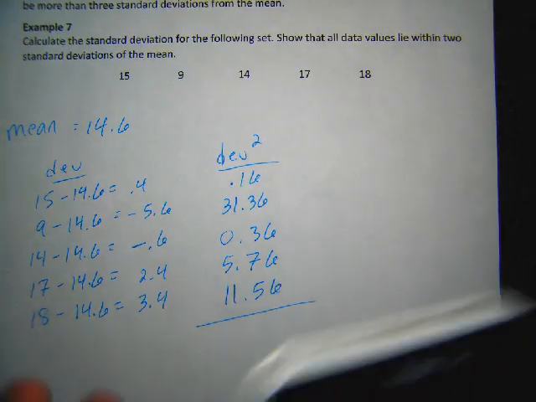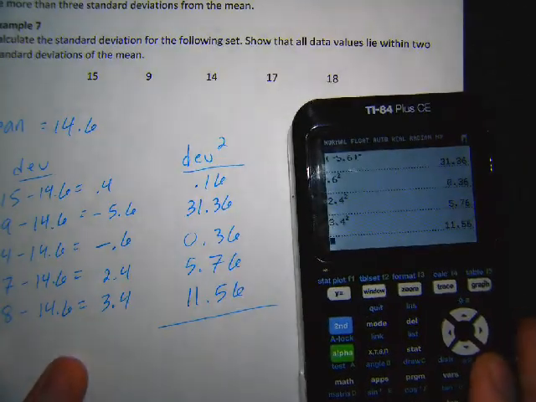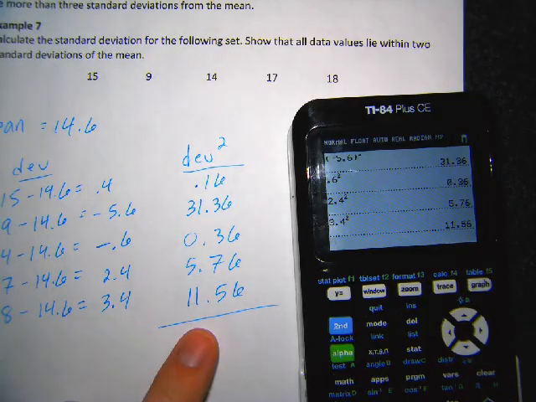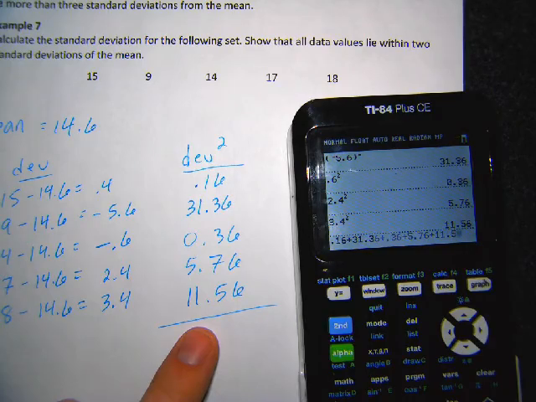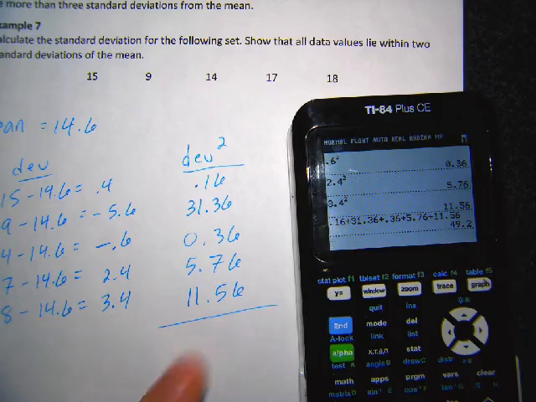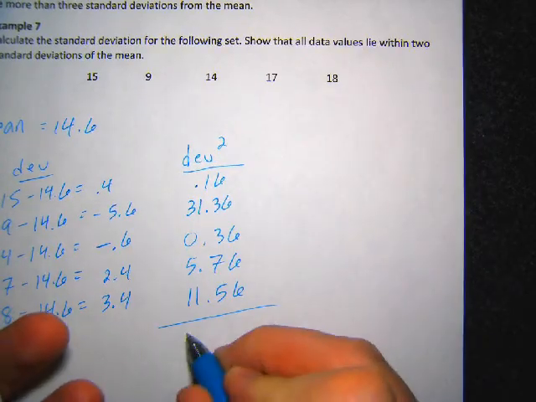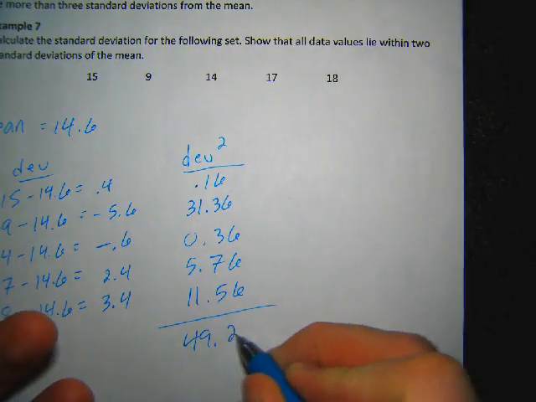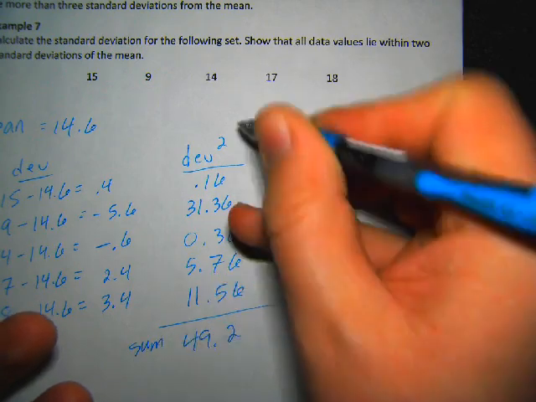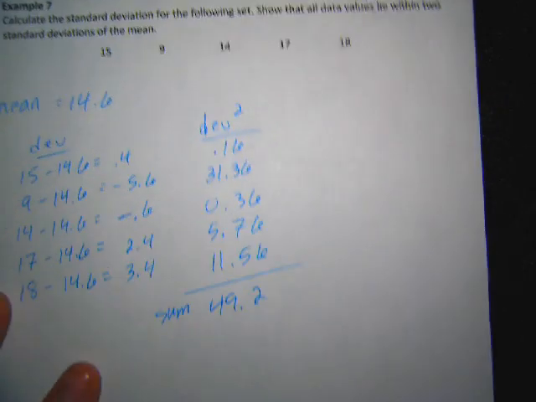And then we're just going to add those all up. So let's take those numbers and add them up. I got 0.16 plus 31.36 plus 0.36 plus 5.76 plus 11.56. There you go. Adding it up, we get 49.2. That is our sum, or total, of our deviations squared.